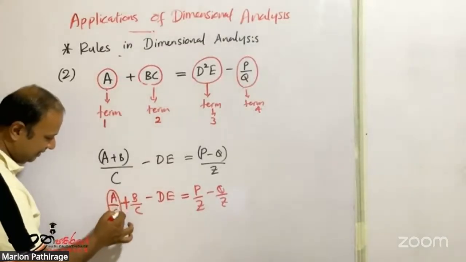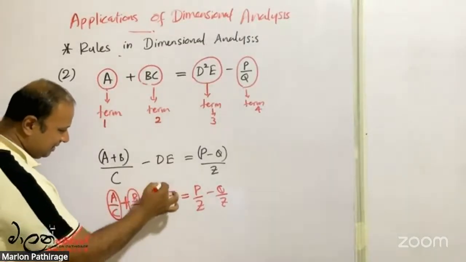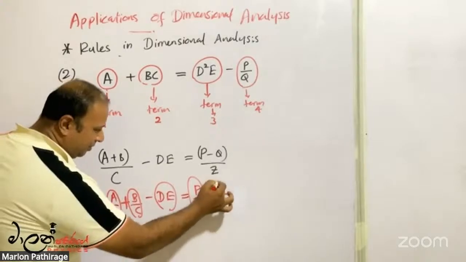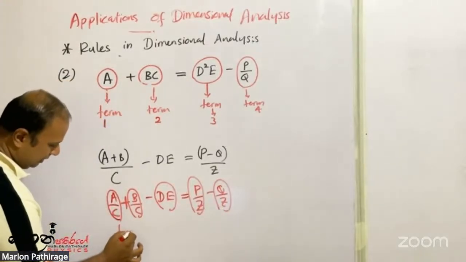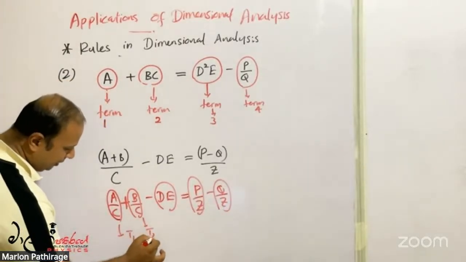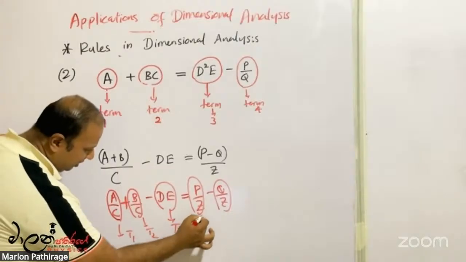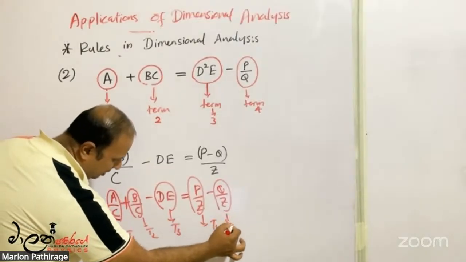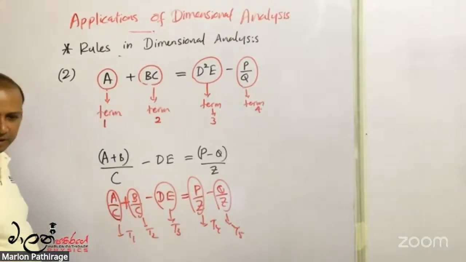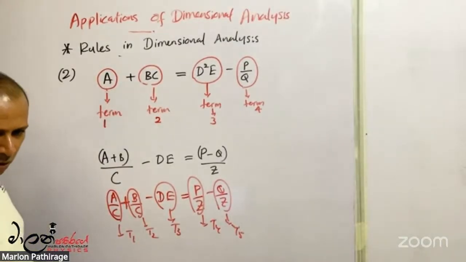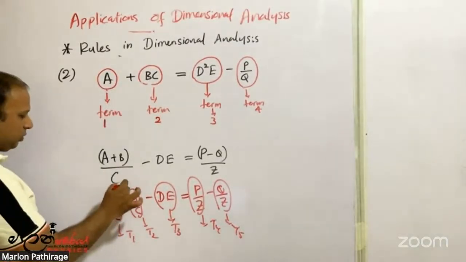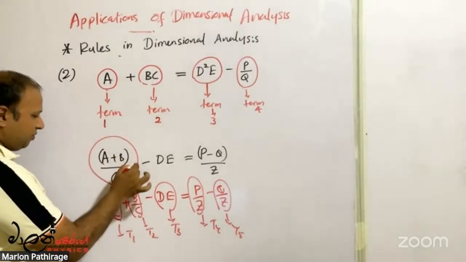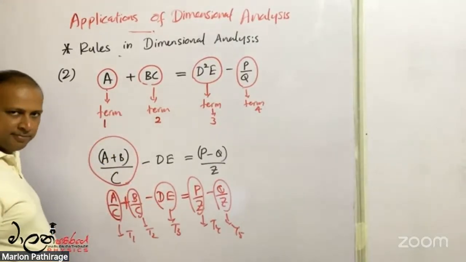This is a single term. This is another term. This is another term. Right? Those are terms. T1, T2, T3, T4, T5. Or otherwise, you can think this one as a term. This one as a term.